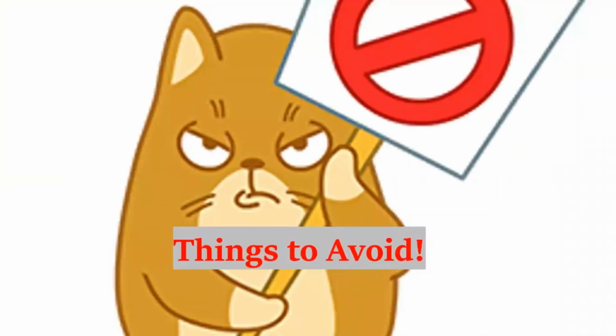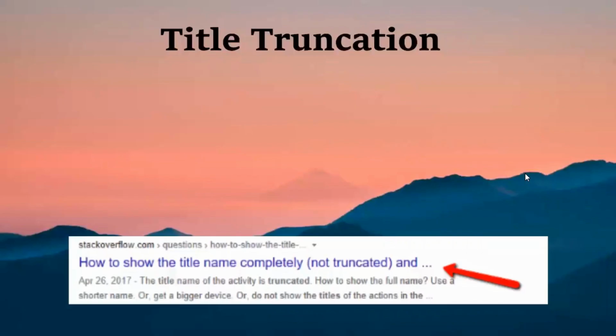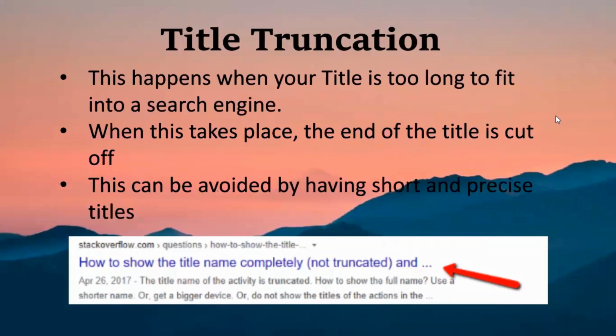So some things to avoid when considering what your title should be. Title truncation. What this is, it happens when your title is too long to fit into a search engine. I previously mentioned on that last slide that those titles were good because they were not too long. So when this takes place, the end of the title ends up being cut off when it is too long. This can be avoided by having short and precise titles.